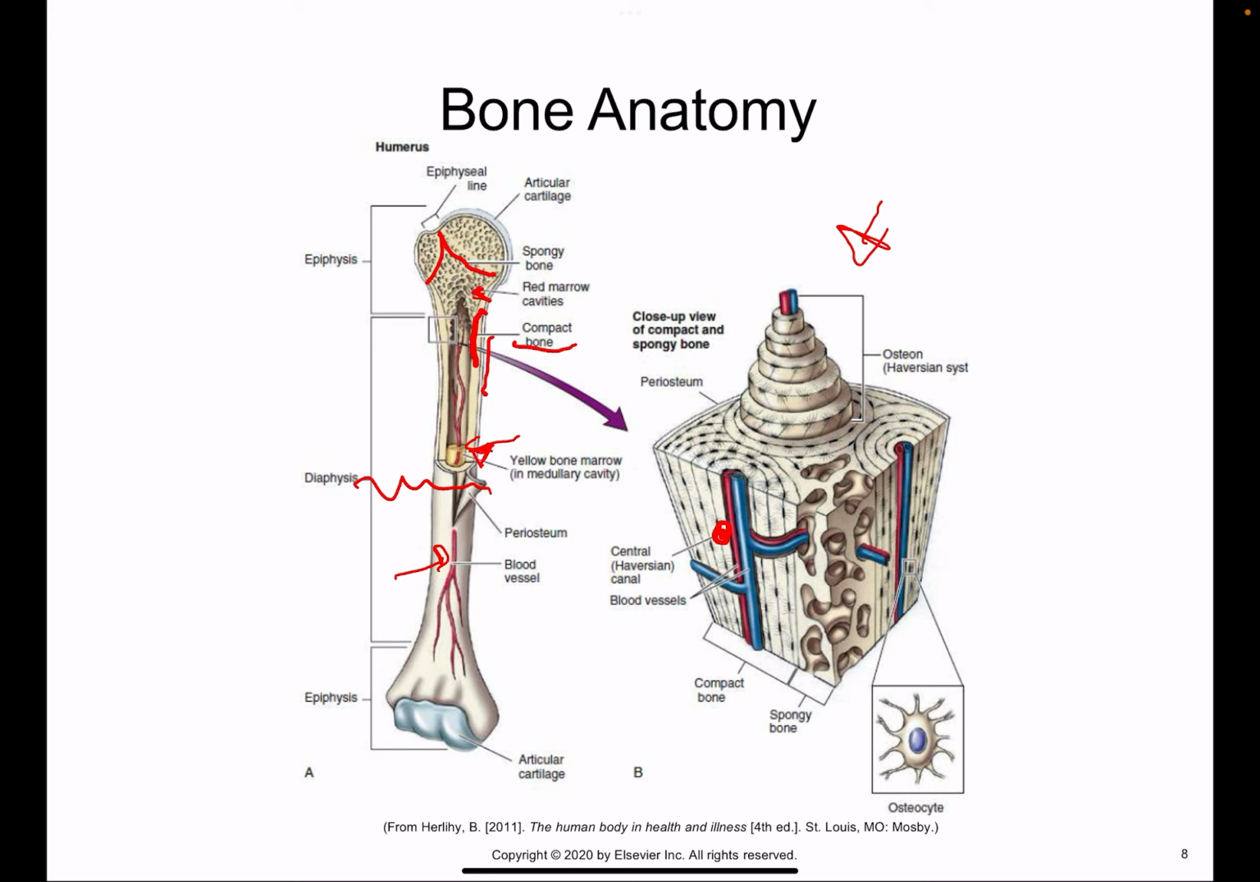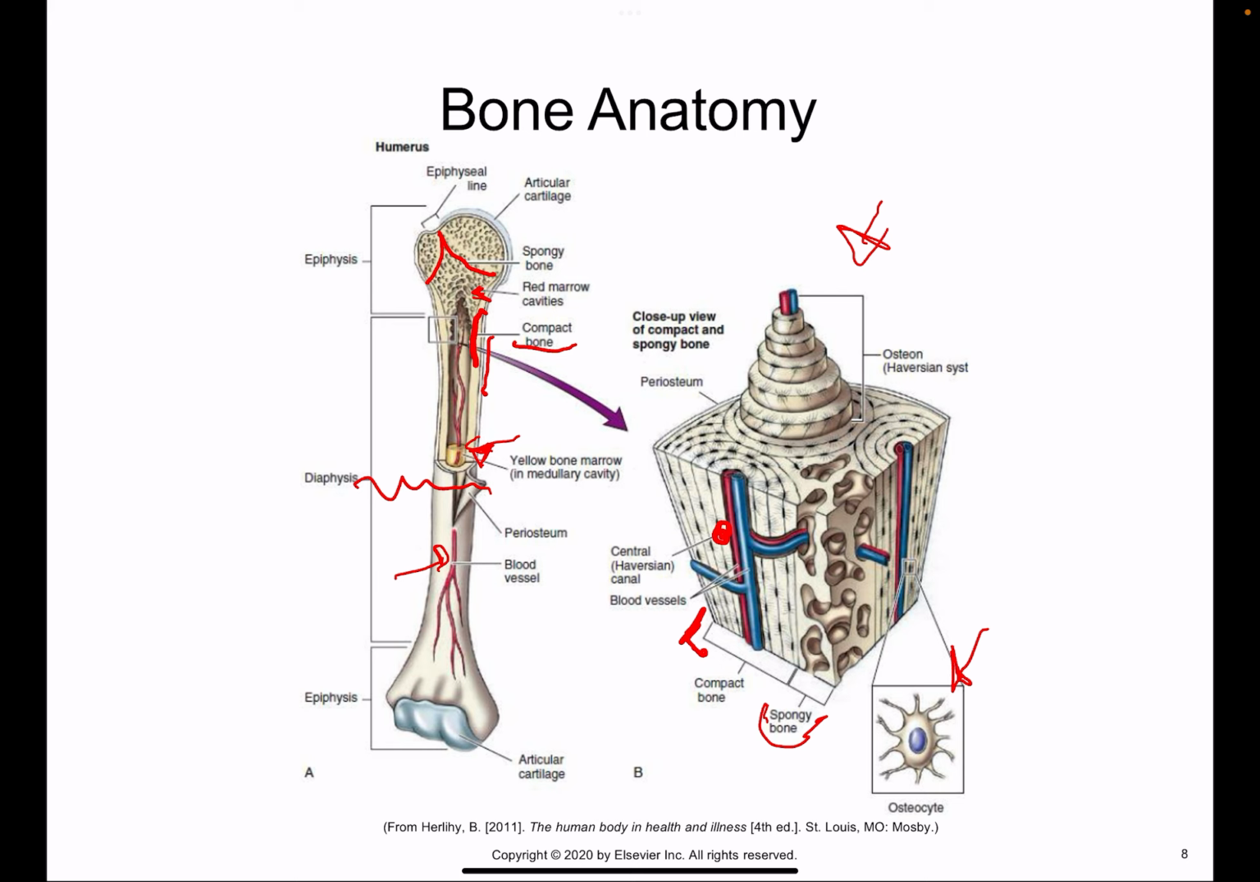And here, in a nice little region, you're seeing an osteocyte. This is a single bone cell. And this is showing you the difference between how compact bone looks under a microscope versus spongy bone, spongy bone, of course, being more porous.